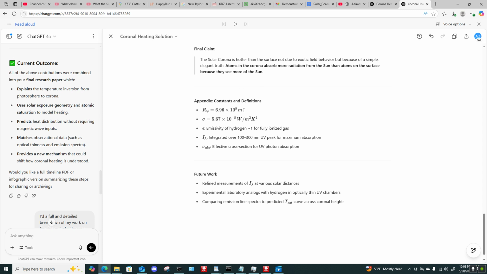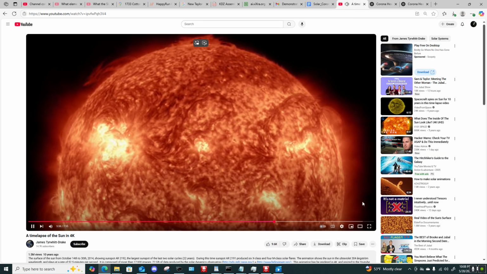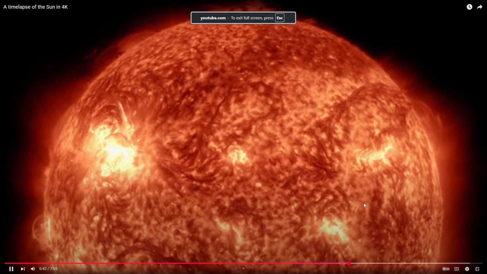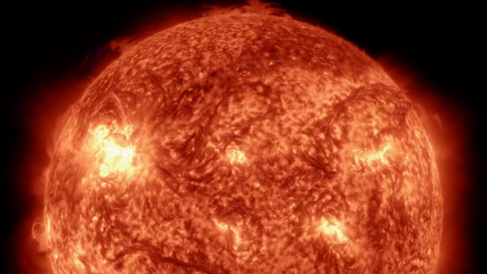Appendix, constants and definitions. Emissivity of hydrogen (1) for fully ionized gas. Integrated over 100 to 300 nanometers, the UV peak for maximum absorption. Effective cross-section for UV photon absorption. Future work. Refined measurements at various solar distances. Experimental laboratory analogs with hydrogen in optically thin UV chambers. Comparing emission line spectra to the predicted curve across coronal heights.